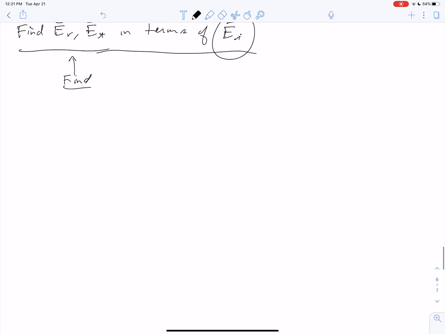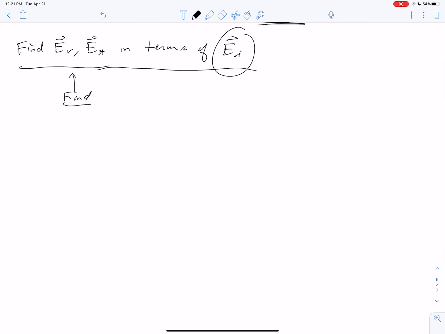Okay, so how do we do that? What we're about to derive are called the Fresnel equations. That's what the Fresnel equations are. They relate the transmitted and reflected electric field amplitude to the incident electric field amplitude. And so let's figure out what they are.